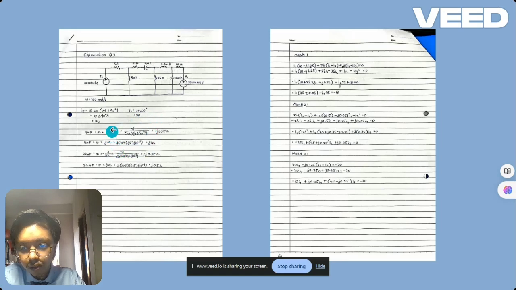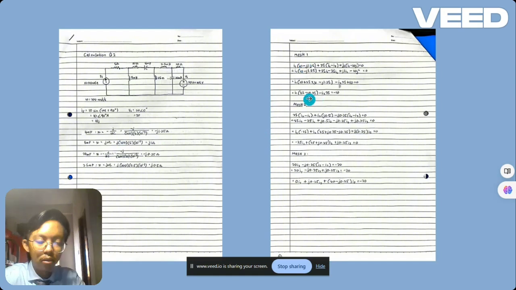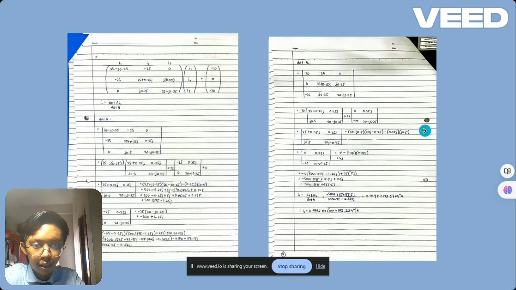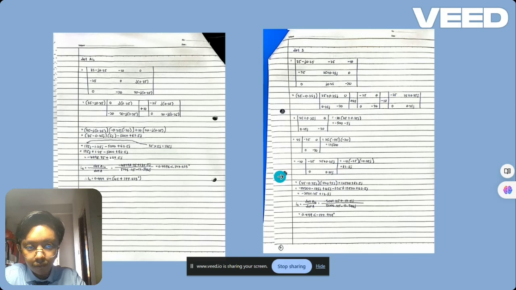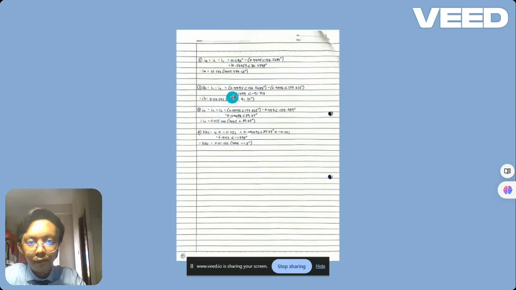So we must change the capacitor and inductance. We know that the capacitor is negative j per omega C, and the inductance is j omega L. So we go to the next, which is mesh. We use mesh solutions, and next we use Cramer's rule to solve the questions. This is our Cramer's rule. And next, this is my final answer for all of the questions.